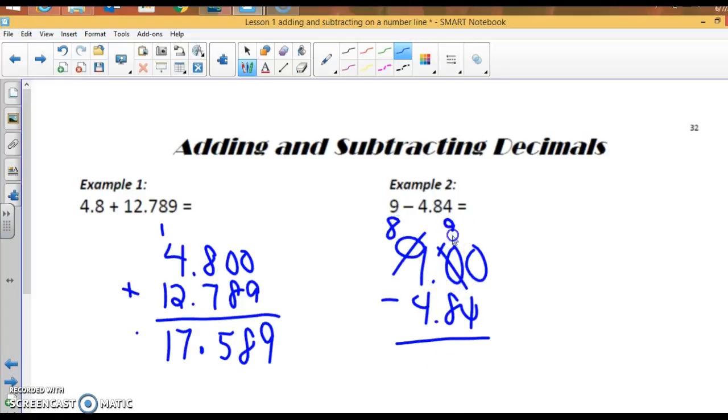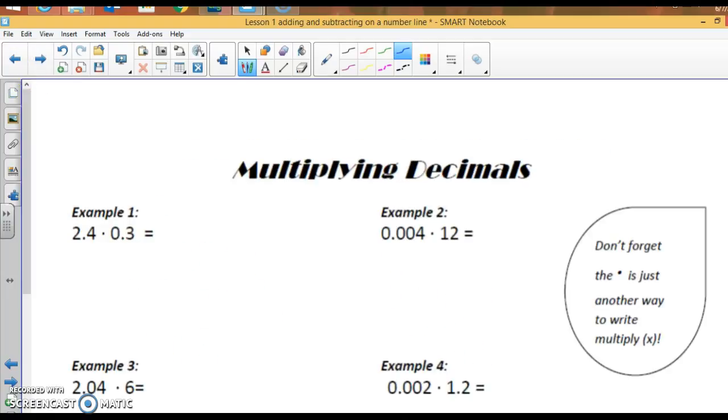Borrow from the 10, it becomes a 9. That becomes a 10. Subtract. 10 minus 4 is 6. 9 minus 8 is 1. Bring down the decimal point. 8 minus 4 is 4. Remember, adding and subtracting decimals, you got to line up the decimal point.